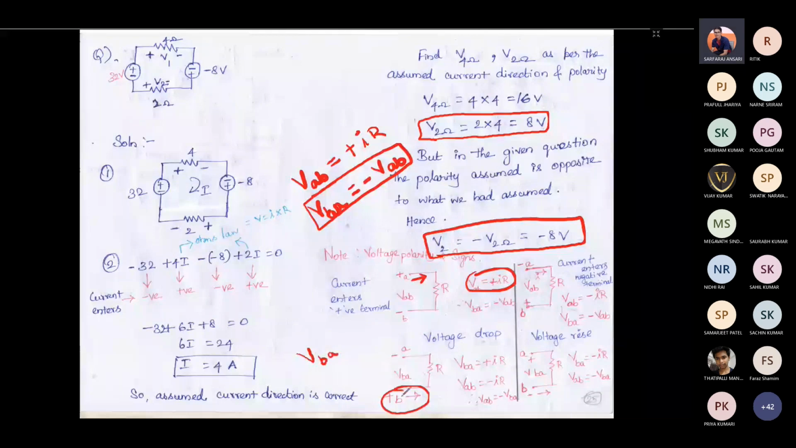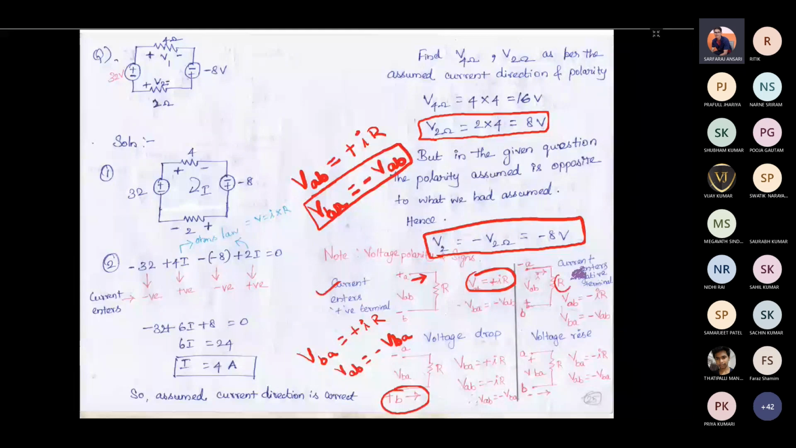B is in the bottom, so VBA is positive IR. If I want VAB, that will be the reciprocal or reverse of this, that will be VBA. So this is for current entering the positive terminal. When the current enters the negative terminal, here you are having the resistor.